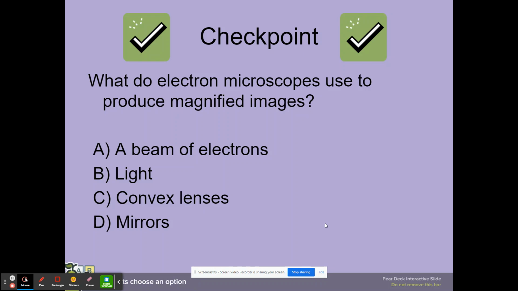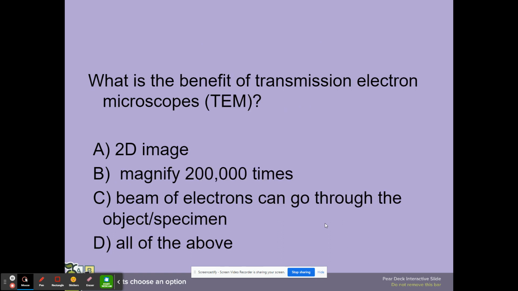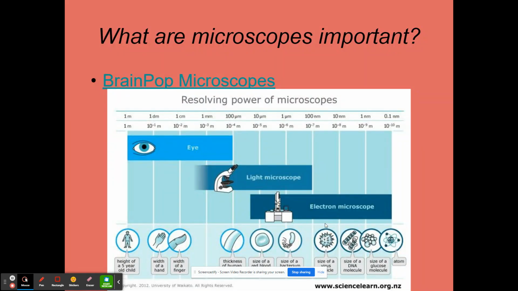So, what do electron microscopes use to produce a magnified image? Hopefully, that's an easy question for you. What's the benefit of a transmission electron microscope? And then that's a BrainPOP on microscopes.